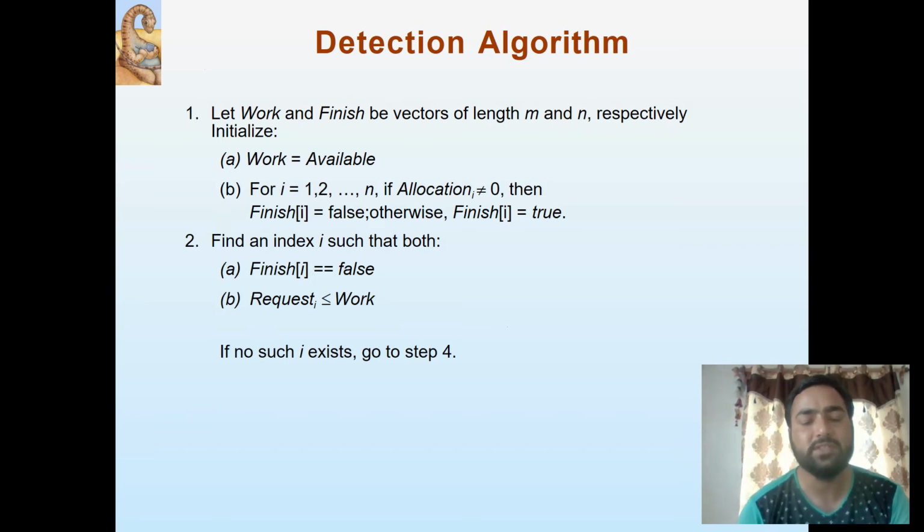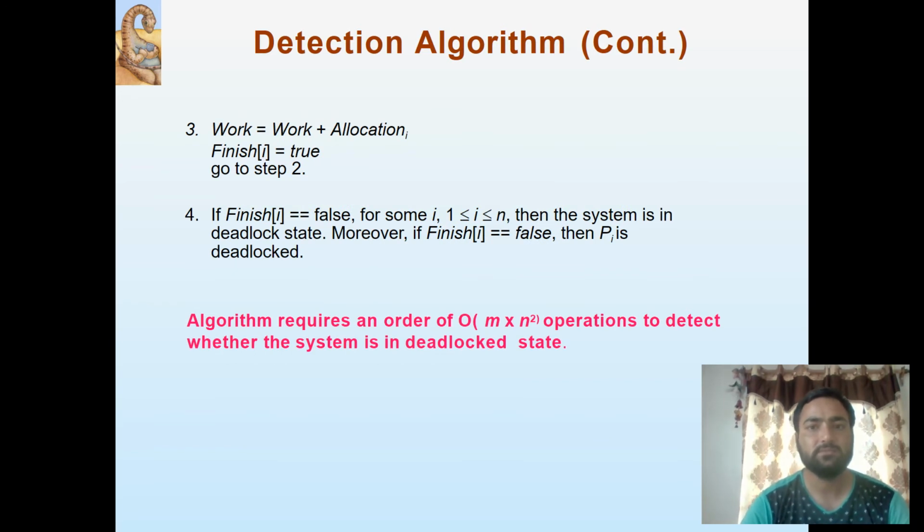And if no such i exists, then we go to step 4, where it tells all the processes are completed. And if finish is false, then it means the system is in a deadlock state.